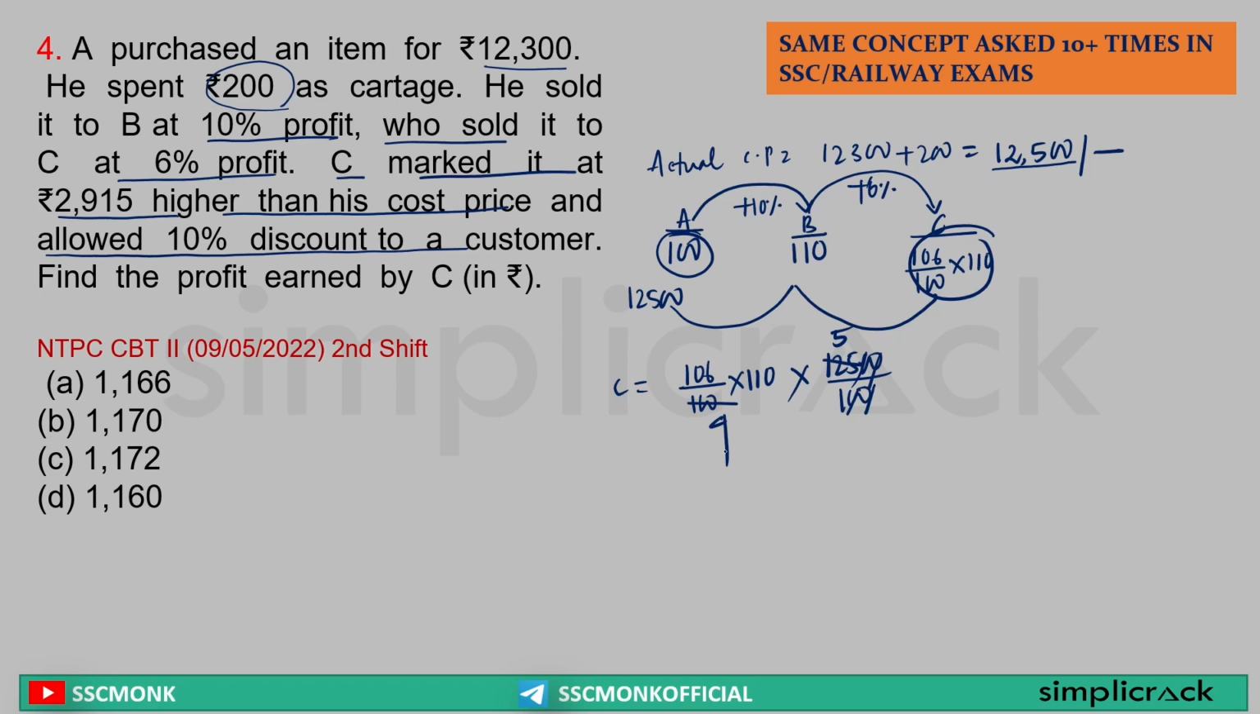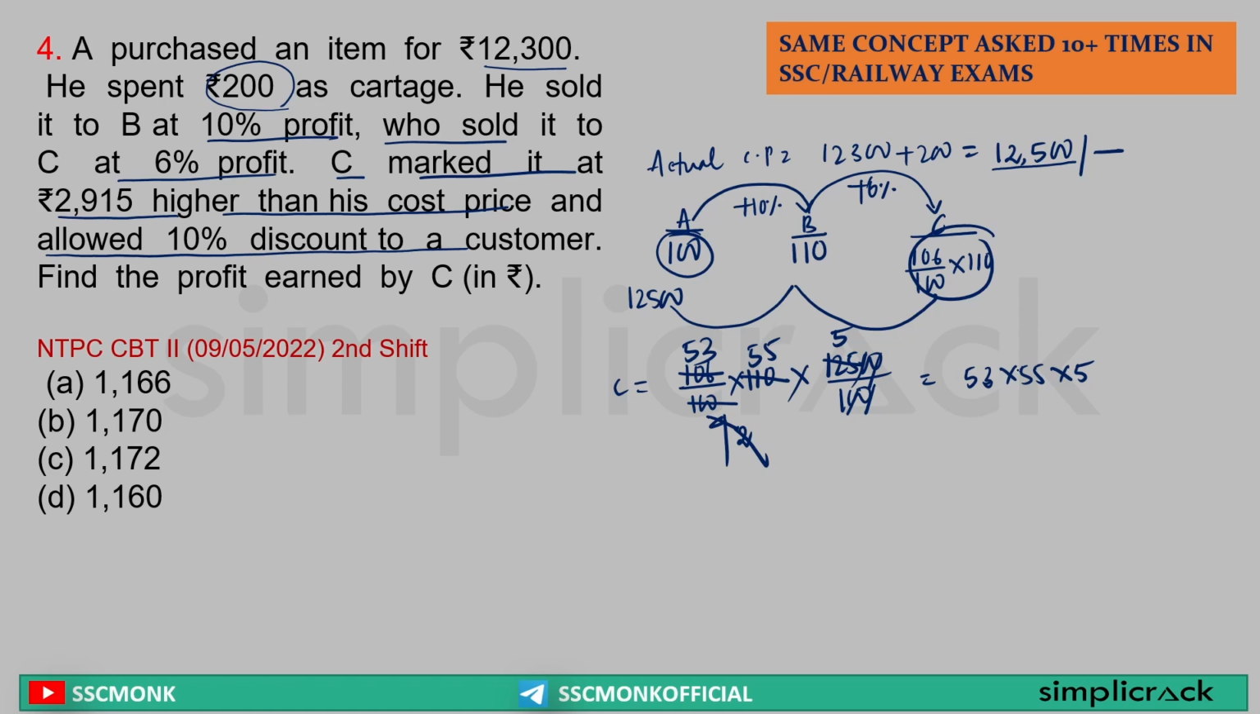Yes. Now sir, further we can solve it. 2 2s are 4. 25 5s are 125. Now this can be further solved. 2 5s are 10. So the cost price of C is what? Sir, 53 into 55 into 5. See, this is a bit of a calculative question, but it is not that tough. Okay. So B paid how much?